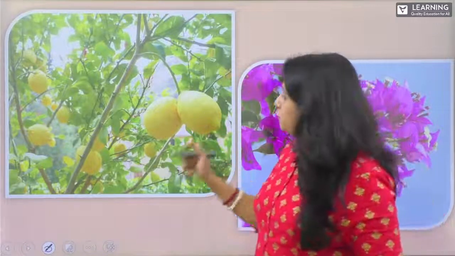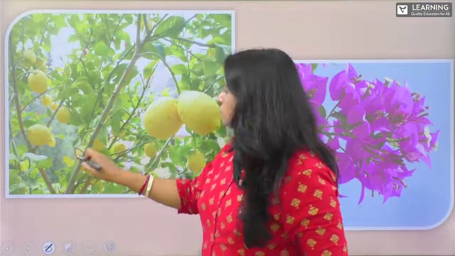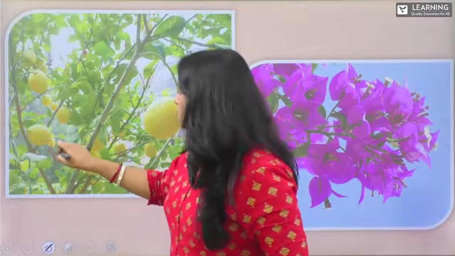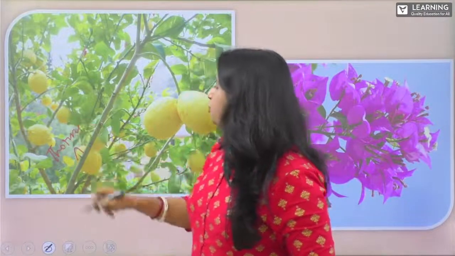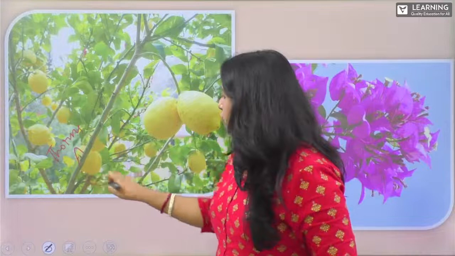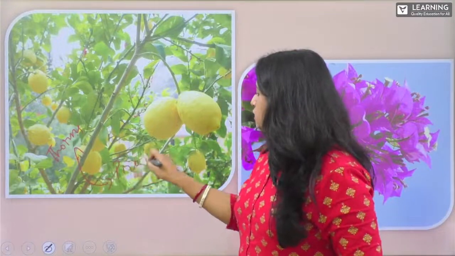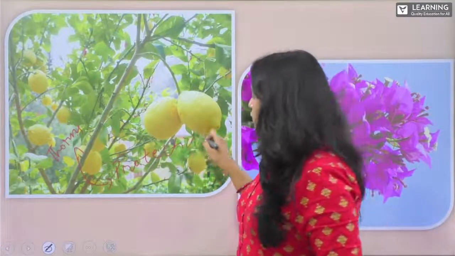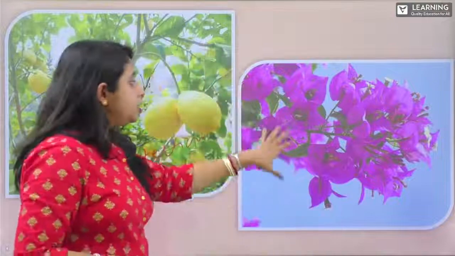As you can see in case of citrus, that is in case of lemon, they will be having thorns, okay. So these are providing what? These are providing protection. In case of this bougainvillea also, you can see they will be having thorns. They will provide them protection against browsing animals.